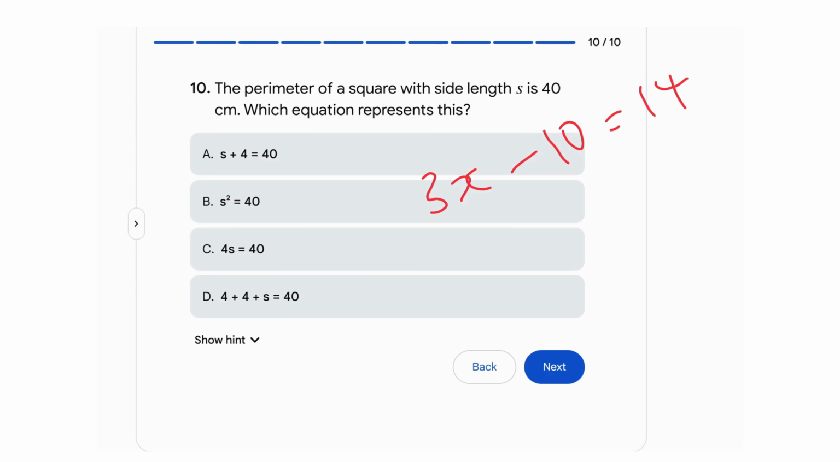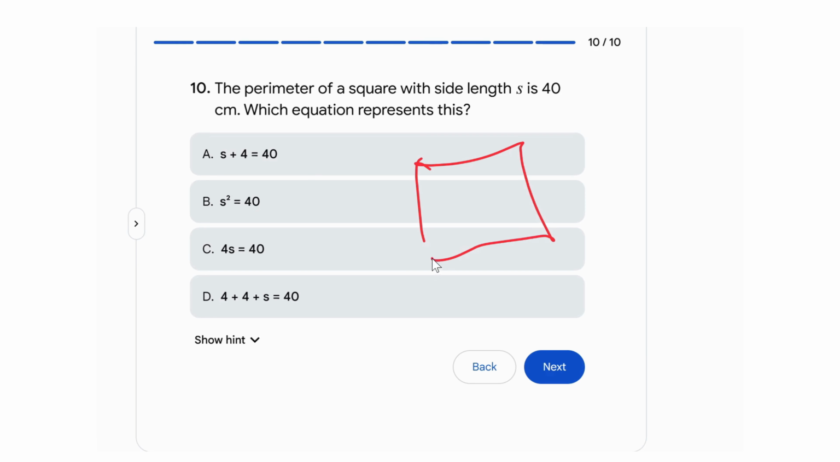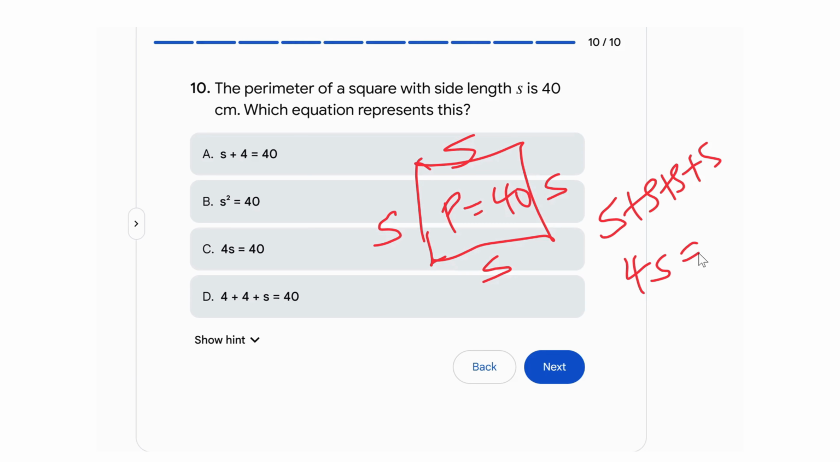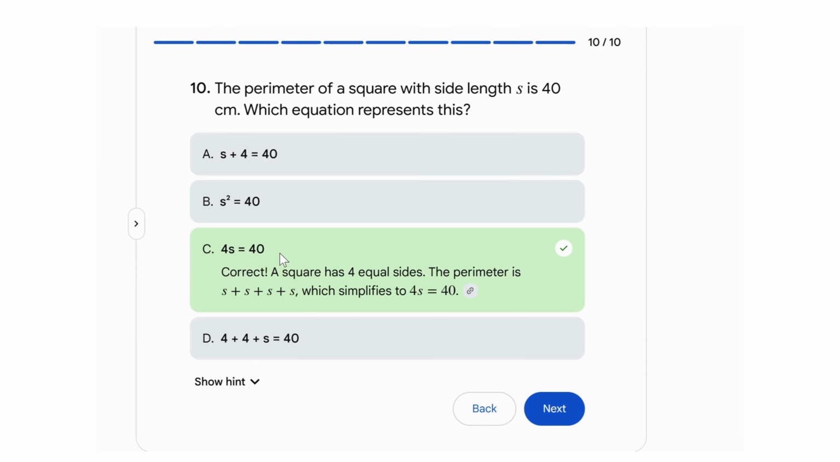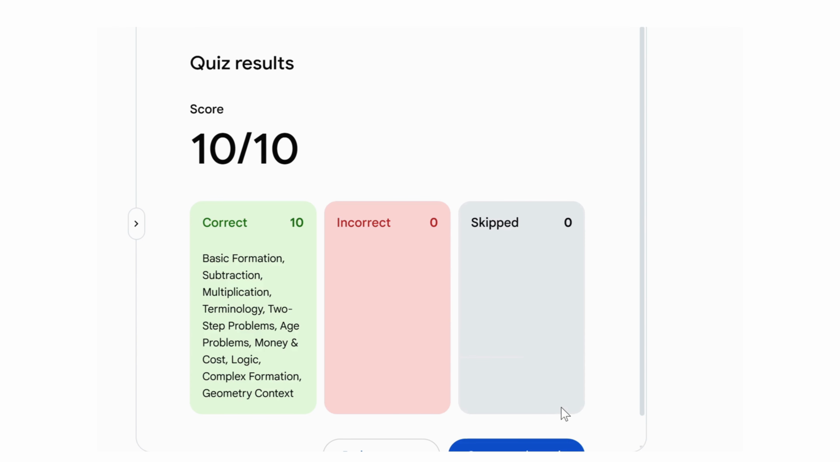Now the last one is the perimeter of a square with side length S. A square is this way. The perimeter of a square with side length S is 40 centimeters. Which equation represents this? Everywhere will be S. Perimeter is going around, so we'll have S plus S plus S plus S. That is 4S equals 40. That is C. 10 over 10, correct.